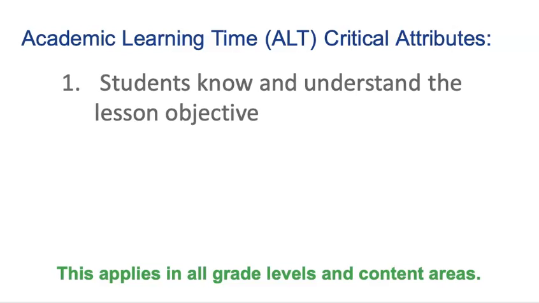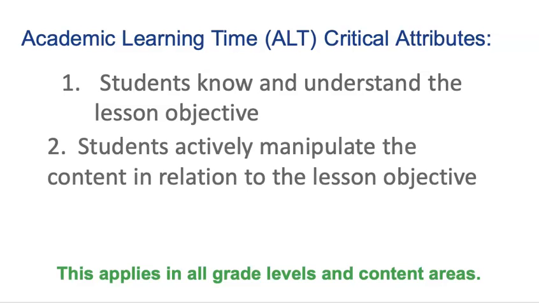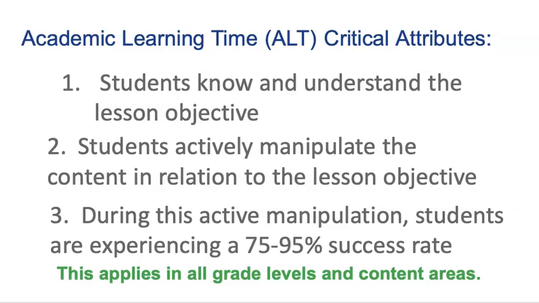The first piece is that students need to know and understand the objective. We know that students will learn at a deeper level when they know what it is they're going to be learning and they understand what those objectives are. The second piece is that students need to actively manipulate the content in relation to that lesson objective. This is where the students are doing the work. This is where the students are taking that objective and digging down deep to really understand it. And the third piece is that as they manipulate that content, they are being successful and they are experiencing that success at a 75 to 95% rate.